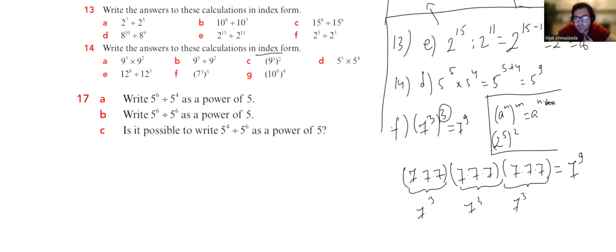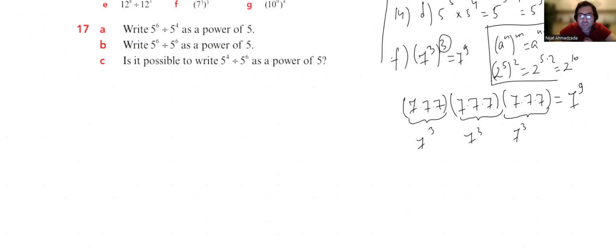It will be 2 to the power of 5 times 2, which is 2 to the power of 10. Okay? That's it. Nothing weird about it. And now let's see something else, some interesting stuff.